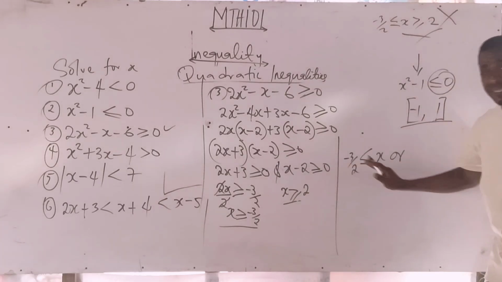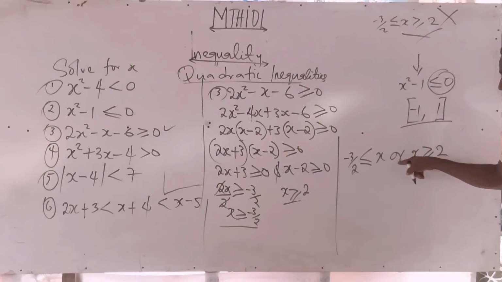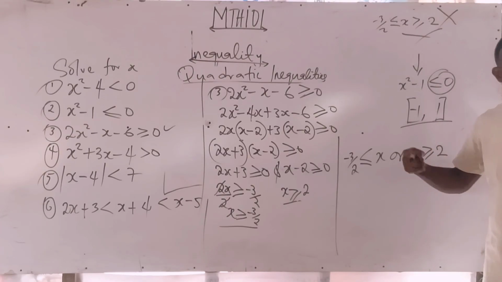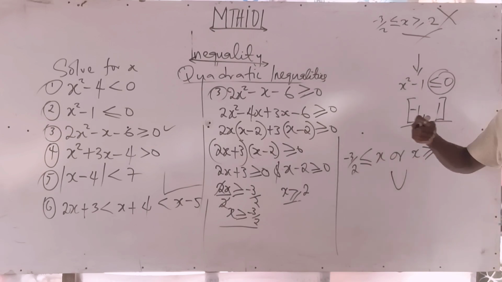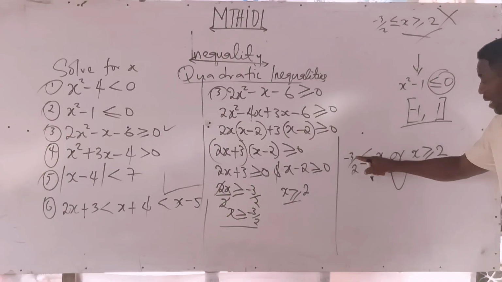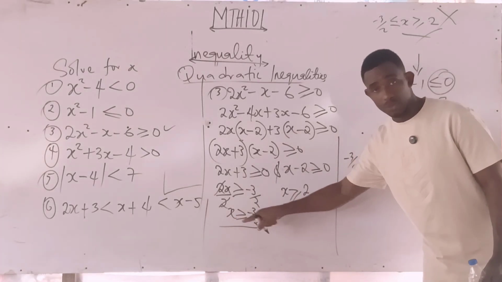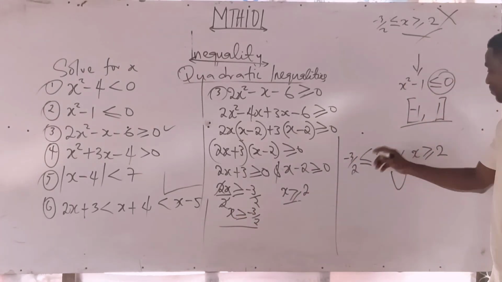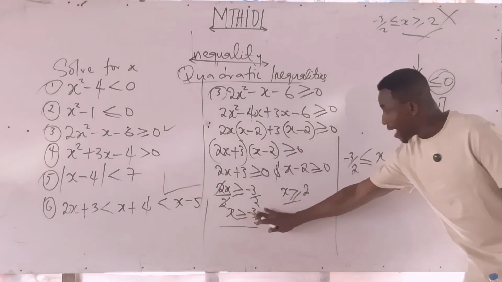I will take this and write it the way it is. I'll write x is greater than or equal to 2. But I've already introduced what? Or. Or is what? Union. Do you know that we did something on linear inequalities where I said minus 3 over 2 less than or equal to x, or let's say x is greater or equal to minus 3 over 2? Do you remember this? What it means is that this minus 3 over 2 is single. Are you getting it now?